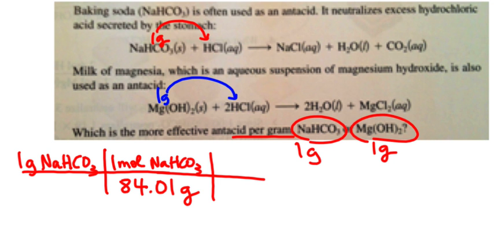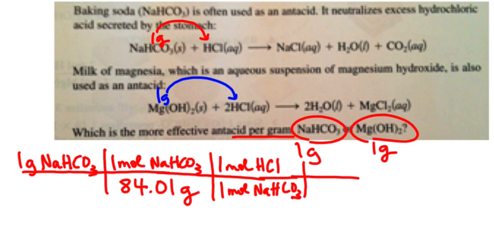Now I need to cross the mole bridge. What do I need to do to get to the moles of HCl? Nice. For every 1 mole of baking soda, I have 1 mole. Good job, Alex. All right, got that done. Now how do I get to grams? For every 1 mole of HCl, I have about 36 grams. 36 point what? 46 grams of HCl. So how many grams of HCl did 1 gram of sodium bicarb neutralize?